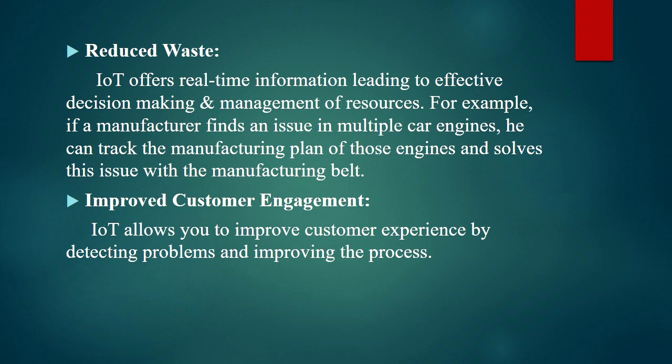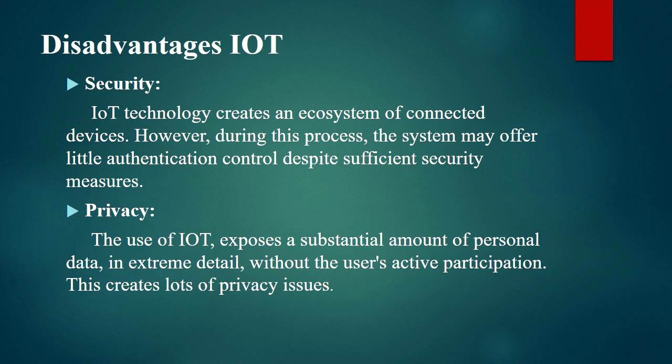Not only the advantages, but it has a lot of disadvantages also. The first disadvantage is security. IoT technology creates an ecosystem of connected devices. However, during this process, the system may offer little authentication control despite sufficient security measures. The next main issue IoT is facing is regarding privacy. The use of IoT exposes a substantial amount of personal data in extreme detail. Without the user's active participation, this creates a lot of privacy issues.